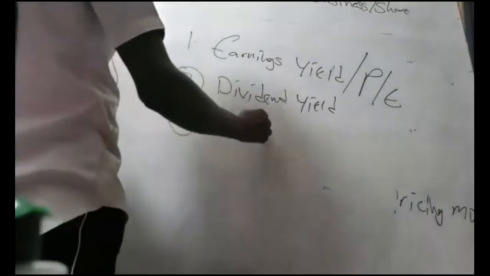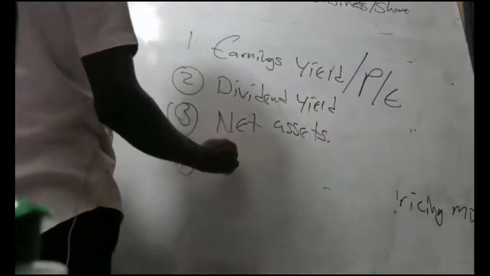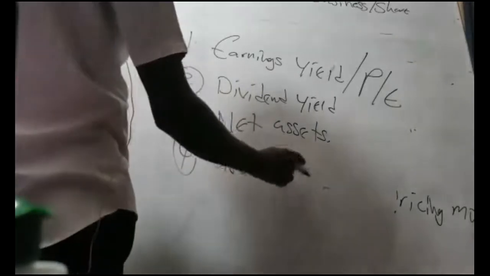Two, dividend yield method. So these are the important ones. Dividend yield. Three, net asset method. Good. Net asset. Four, discounted cash flow technique. Discounted cash flow technique. That's all. Discounted cash flow method. Good.